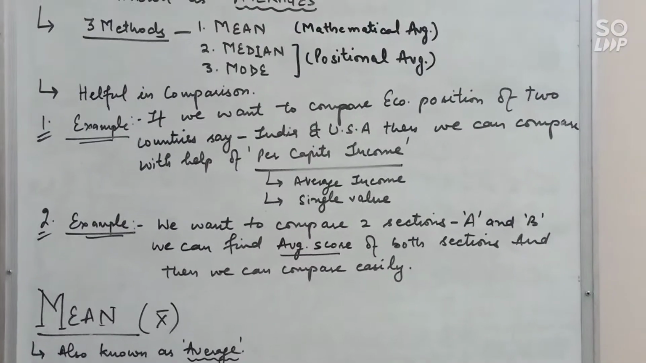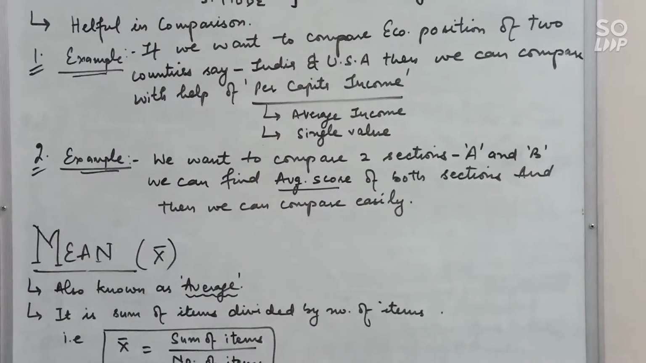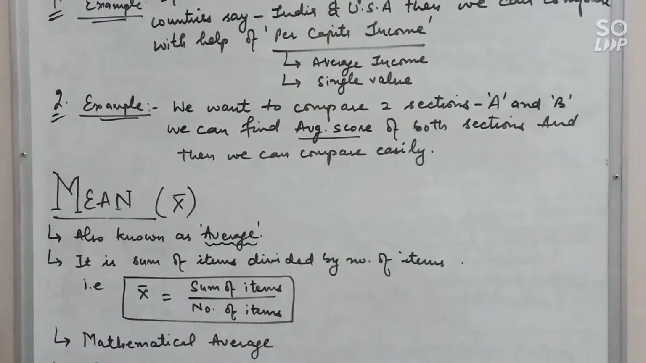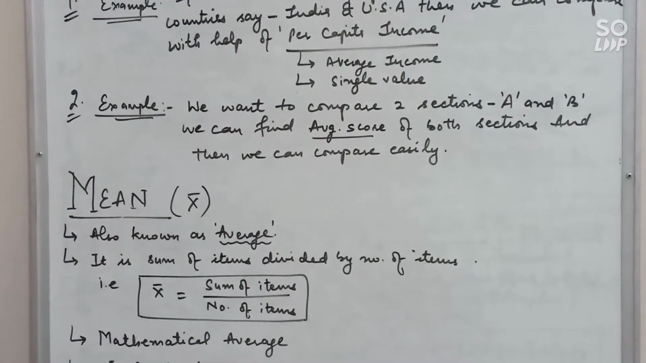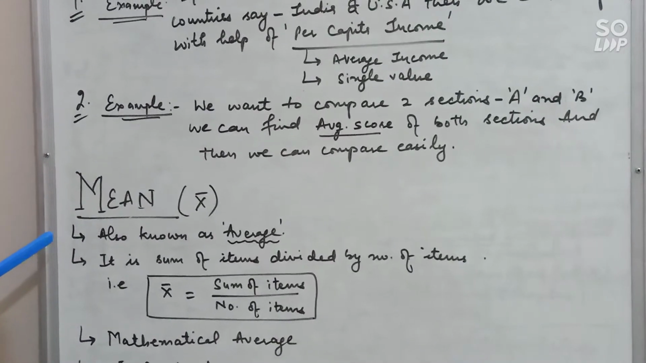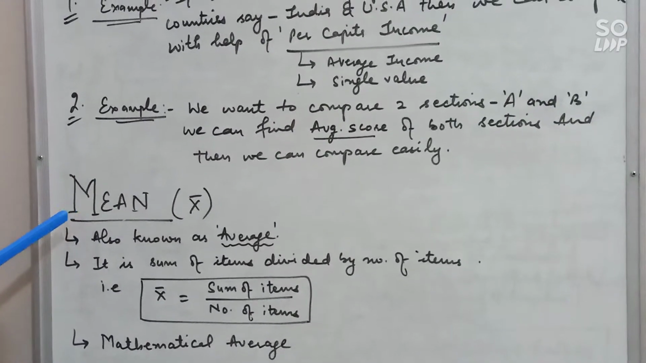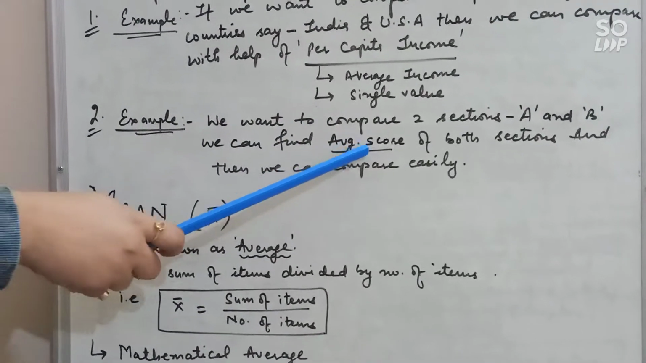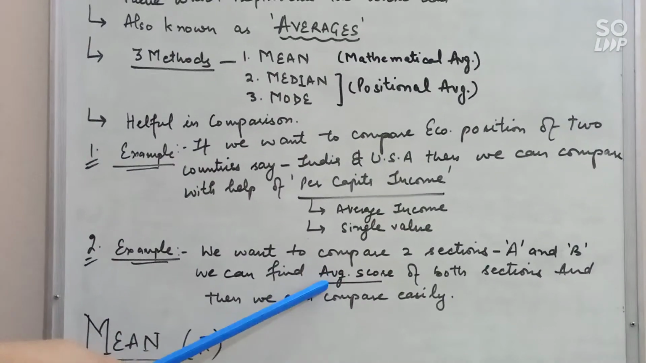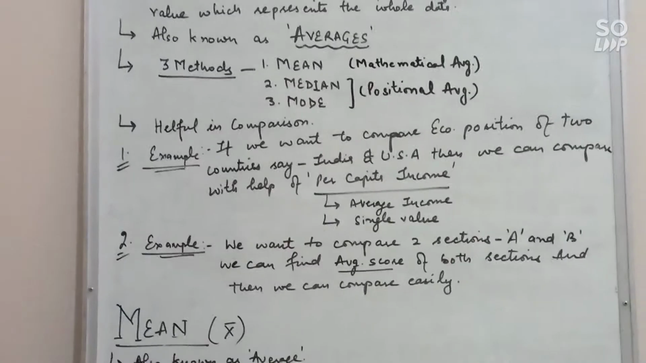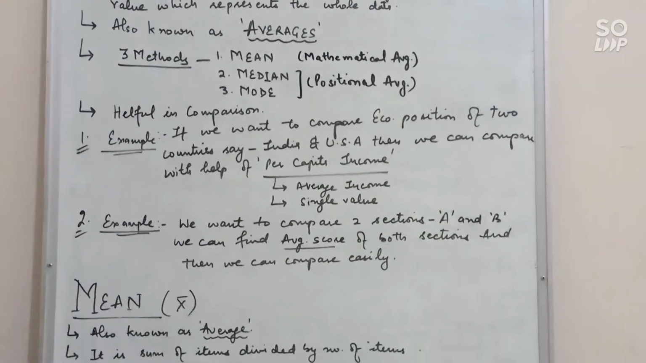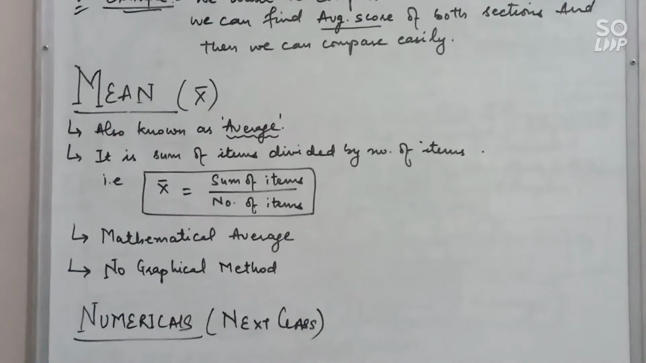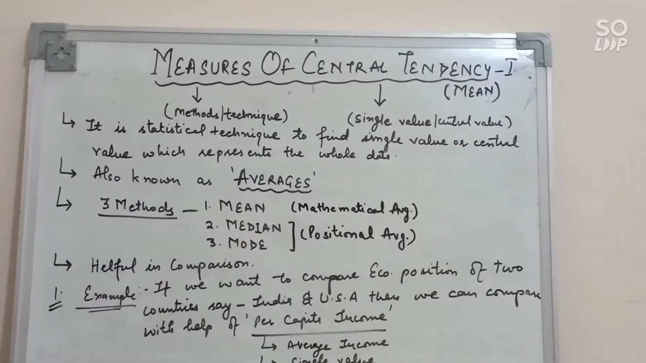So let's take another example, and it helps to give you more clarity. For example, second example, we want to compare the performance of 2 sections, section A and B. Suppose I am teaching economics to these 2 sections, and I want to find which section is better than the other. So what can I do? I will find out the average score of these 2 sections, and then I can compare easily. Again I am using the word average score. It means average, again it is a part of stats. So in this way we are using a statistical technique to compare 2 sections, 2 countries, 2 firms, etc. Okay, I hope the meaning of measure of central tendency is clear to all of you.